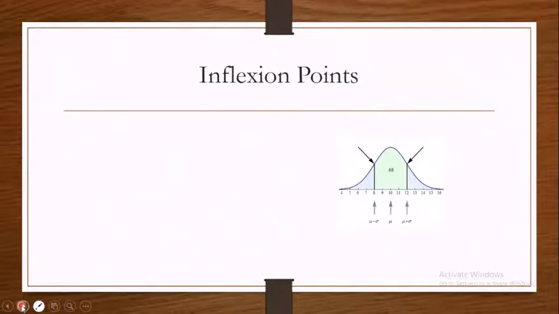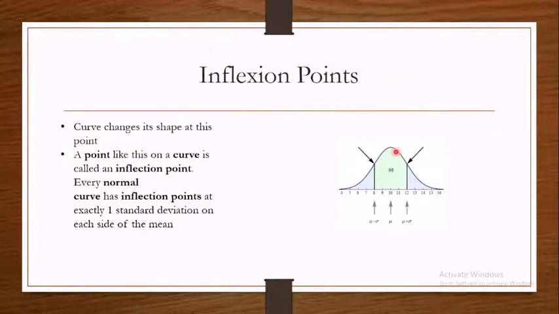Now let's have a look at the inflection points of the normal distribution. Again, I have shown here the bell-shaped curve of the normal distribution, and the curve changes its shape at 2 points like this. The 2 points where the curve changes its shape are known as the inflection points. Usually there are 2 inflection points in a normal distribution, since it's a bell-shaped curve, and the inflection points are exactly 1 standard deviation on each side of the mean.